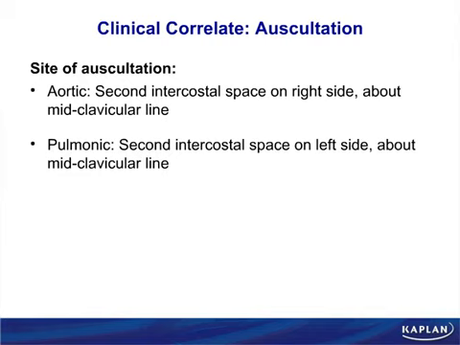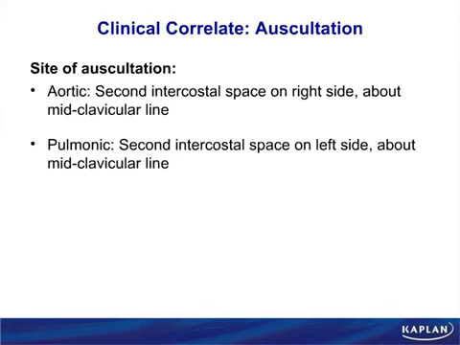The other big thing to remember related to this are the sites of auscultation. Aortic and pulmonic are about the second intercostal space. Aortic's on the right side, pulmonic's on the left, both about mid-clavicular, but again, aortic on the right, pulmonic on the left. You get to move your little stethoscope around on these questions that involve heart sounds. So if it's aortic, then it's upper right, pulmonic, upper left.